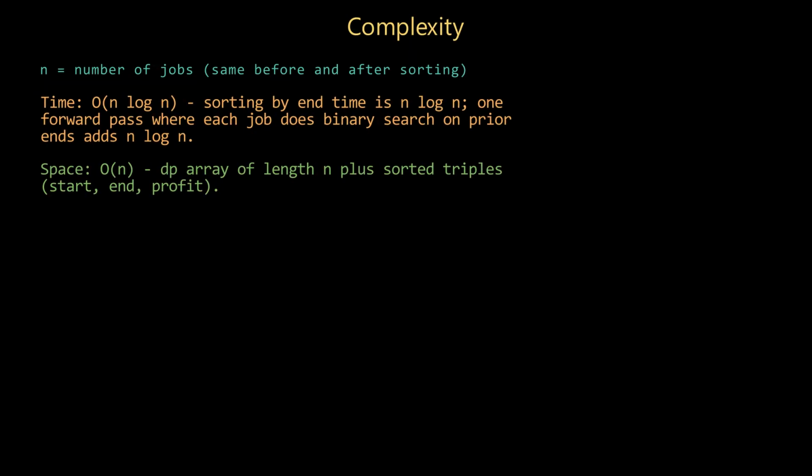N is the number of jobs. Time is order n log n: sorting by end time costs n log n, then one forward pass where each job does a binary search on earlier end times for log n work. Space is order n for the DP table and the sorted job rows.